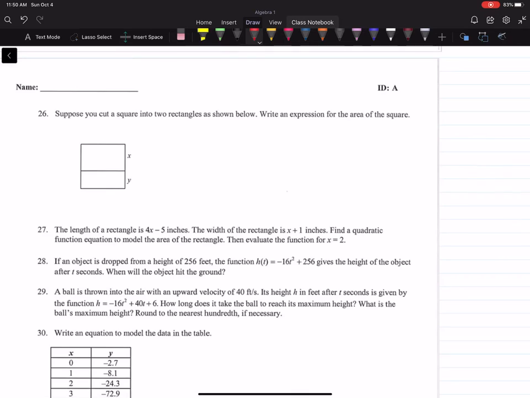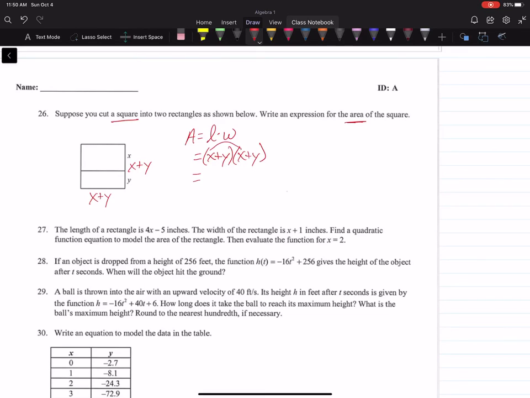26 says, suppose you cut a square. A square into two rectangles is shown. Write an expression for the area of the square. So this side would be x plus y, and since it's a square, this side is also x plus y, and we're finding the area. So area is just length times width, which in this case the length is x plus y and the width is x plus y, and we just have to multiply those out to get the area.